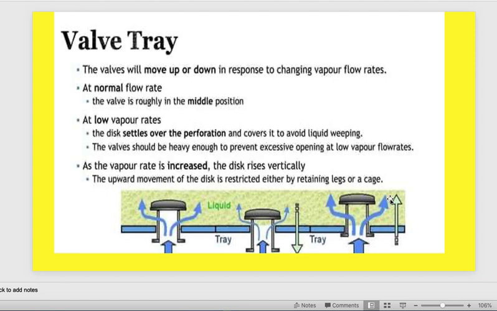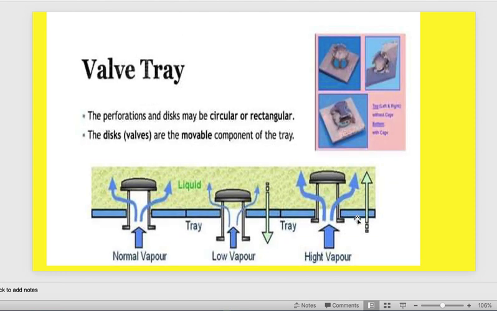But if the vapor load increases too much, like streaming steam with a huge amount or something like that, it will remove the disc from its place. You will find the disc at the strainer of the pump. So be careful about increasing the vapor load when you are working with the valve tray type. The perforation and the disc may be circular or rectangular in shape. The disc valve is the movable component, and I think the working idea of the valve tray is simple now. This is the normal position, if you are working with low vapor pressure, and if you are working with high vapor pressure.